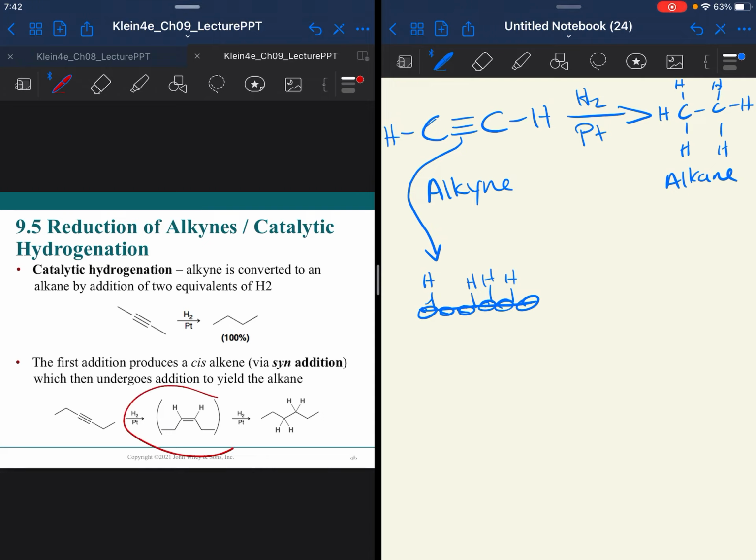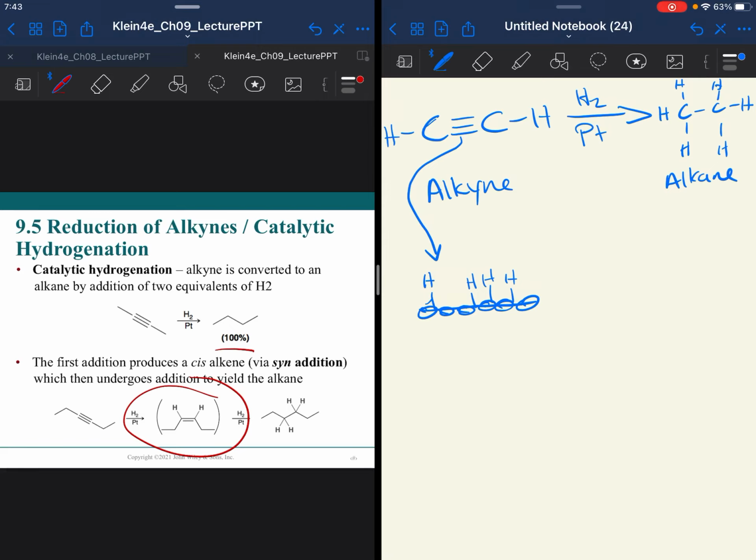So when you see this right here, yes, there will be an intermediate moment where you have a cis double bond, but you cannot stop it here. It is going to continue to react and react completely. Notice 100%. Reactions that give 100% yields are few and far between. This is one that is very effective, but it is not possible to stop at an alkene.